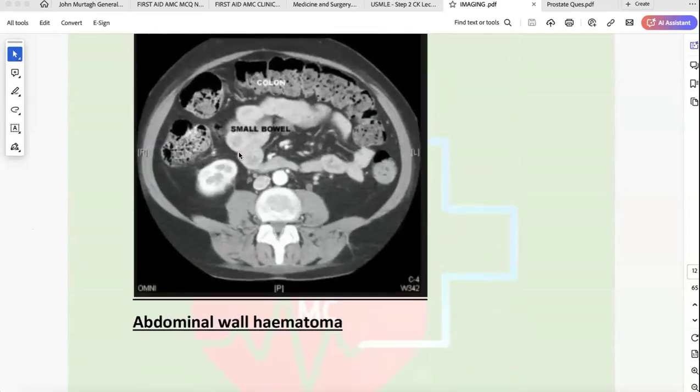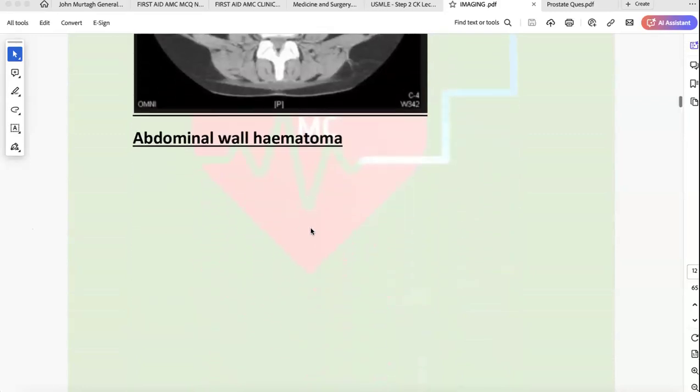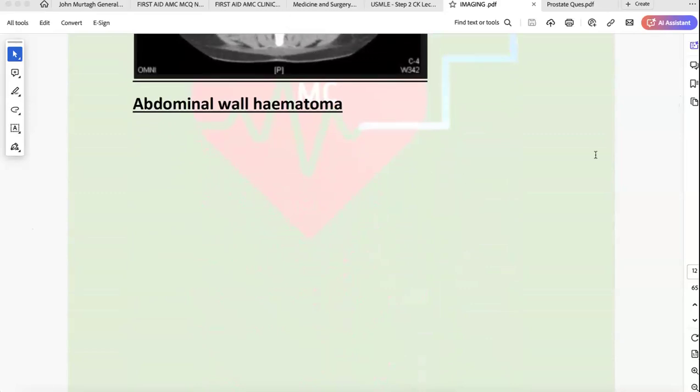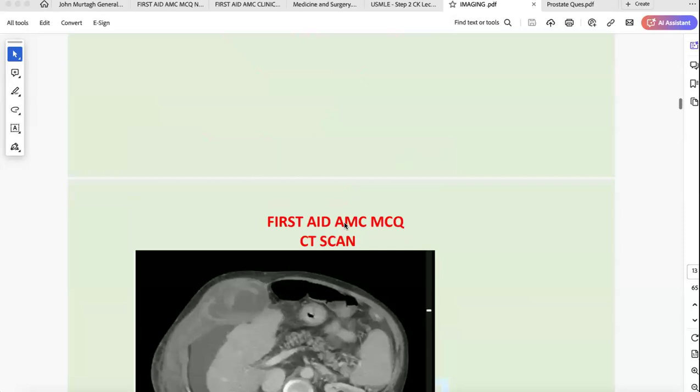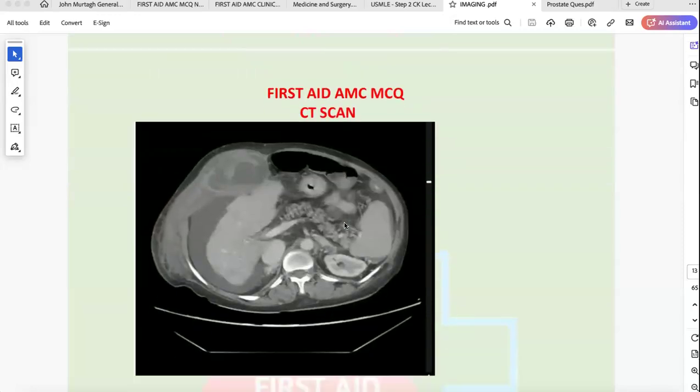In here, we can see a little bit better what's large and small intestine. So on the periphery, that's the colon or large intestine. And in the middle, you can see the small intestine. Now that you know about the normal abdominal CT, let's go on to the abnormal CT.